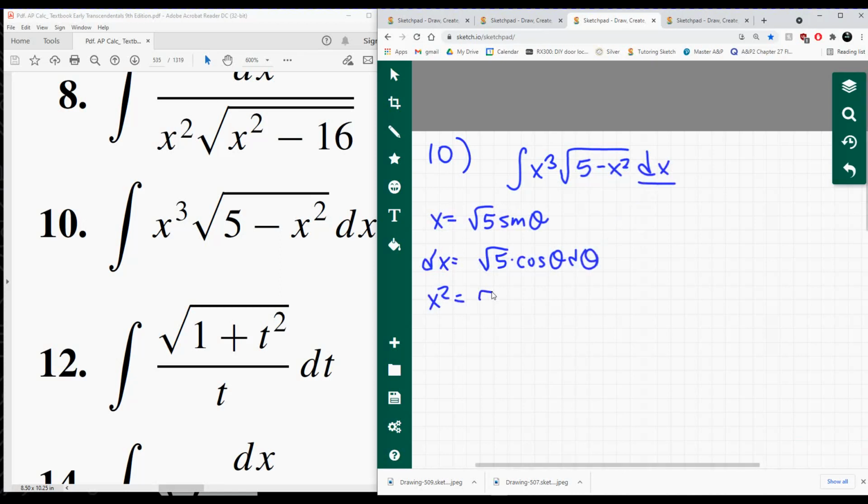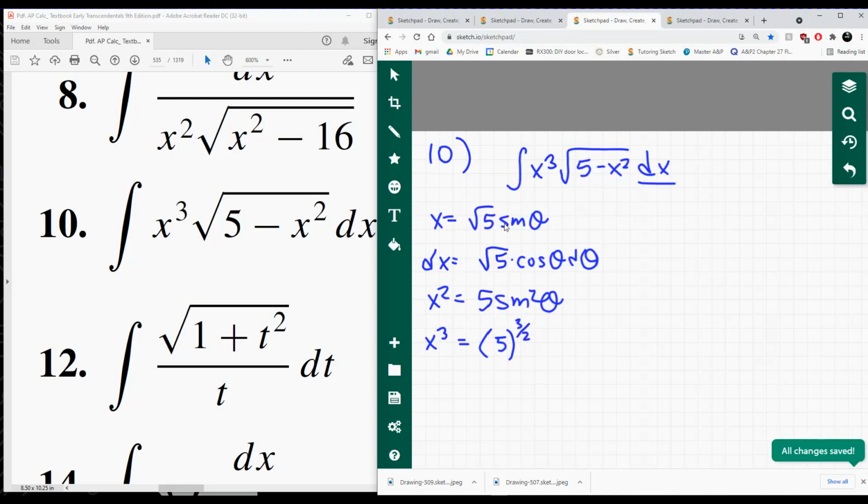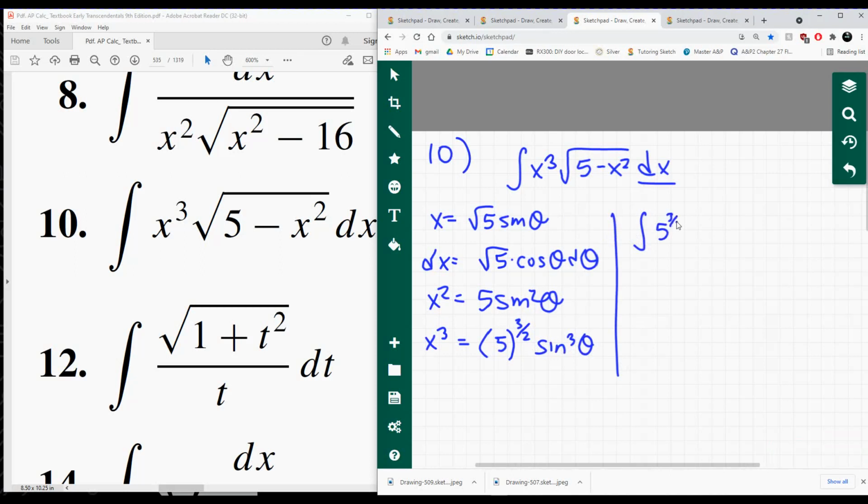X squared will be 5 sine squared theta. And we can also figure out what x cubed is. X cubed, I think, will be 5 to the 3/2 power, because this radical 5 is going to be 5 to the 1/2, and we have sine to the 3rd power. So let's see what we get. So first we get the integral of 5 to the 3/2 power sine cubed theta.